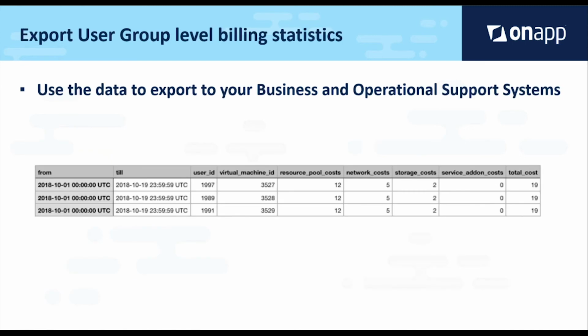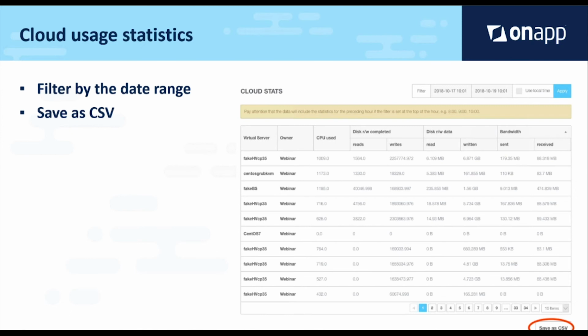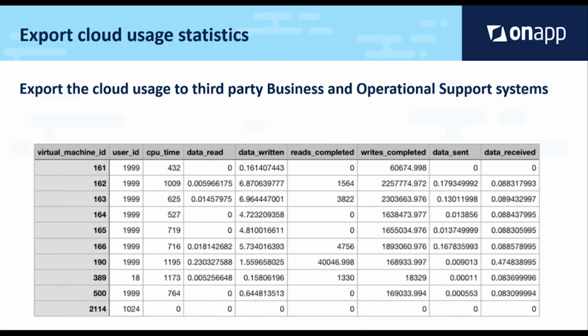The cloud stats will help you keep track of the virtual servers that consume the most of the infrastructure. You are provided with the list of all the virtual servers in the cloud with their usage details. You can filter the stats by the date range and save as a CSV file, or use our API and configure the output as required to integrate into your preferred billing or operations system, and easily view all consumption metrics.